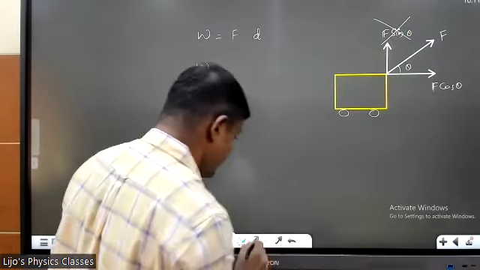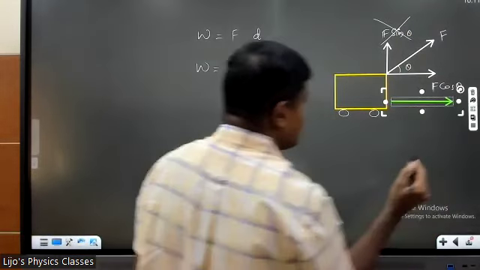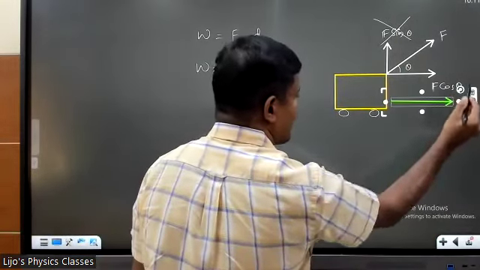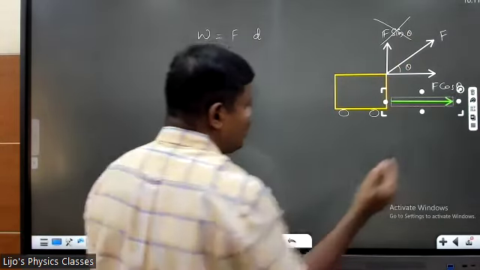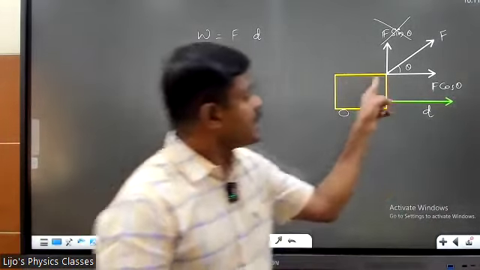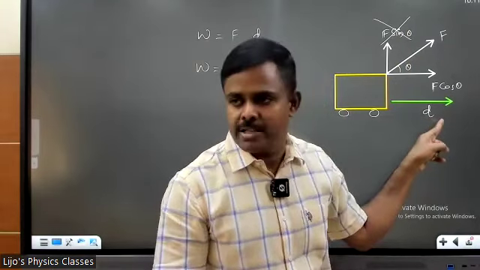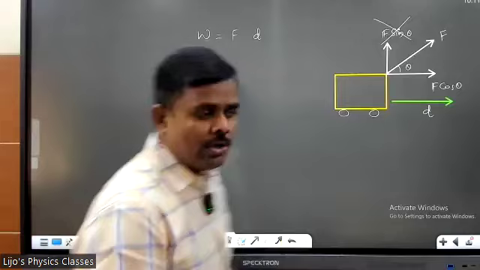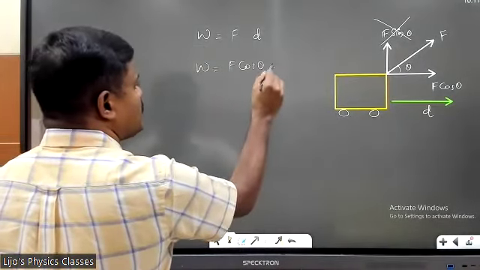Look at the green line here. The displacement happens along the horizontal, as you can see. The displacement is along the x-axis. So this F cos theta alone takes part in displacing the body, right? So I would rather write this as F cos theta into D.